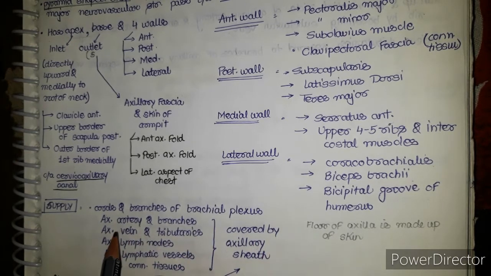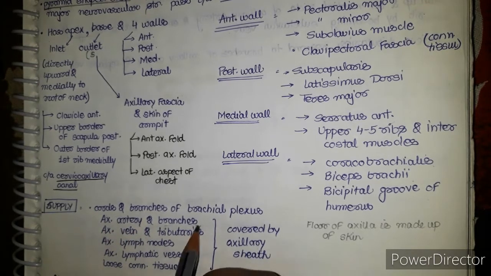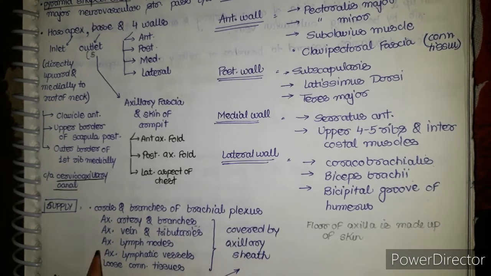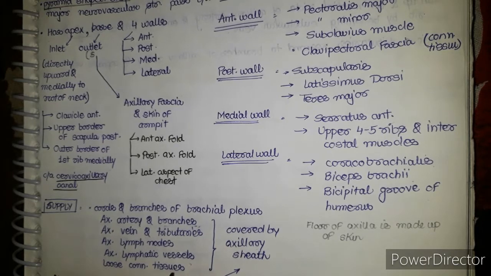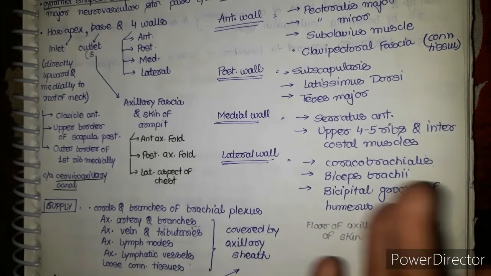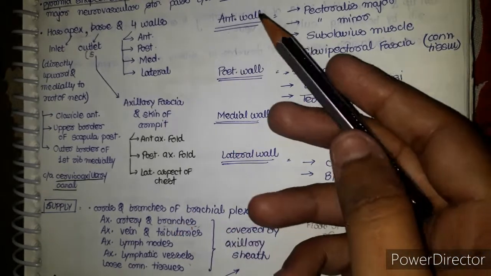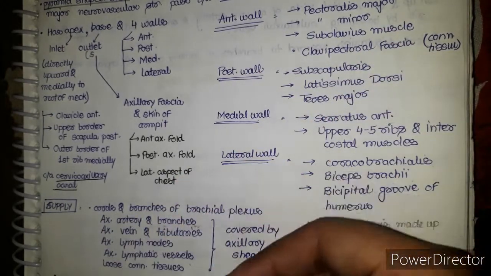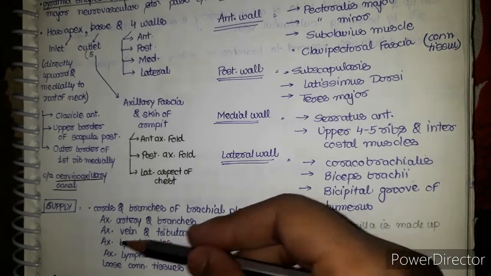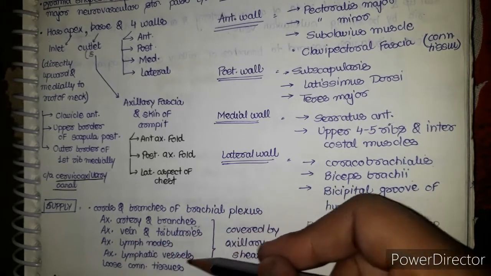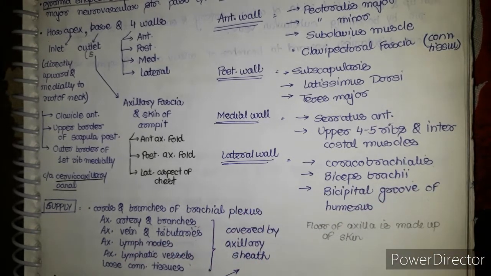One more thing I want to tell here is that artery has branches. Okay, artery has branches, and in case of veins we call it tributaries, not branches. Okay, axillary lymph node will pass, axillary lymphatic vessels will pass, and loose connective tissue to support them will pass through the axilla. Okay, it is very easy to understand that we are studying axilla. So all the axillary structures, axillary artery, axillary vein, axillary lymph node, axillary lymphatic vessel will pass through the axilla.